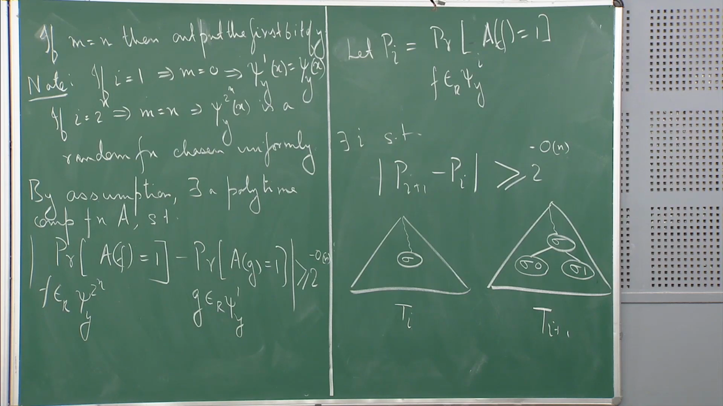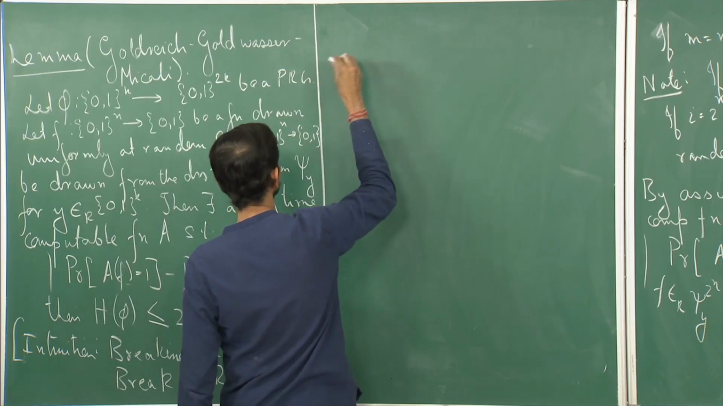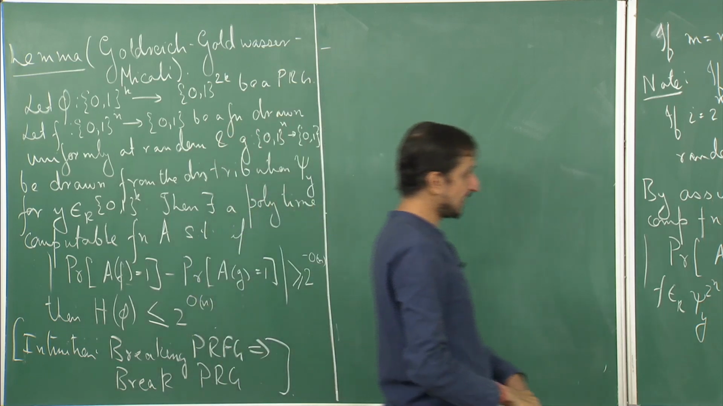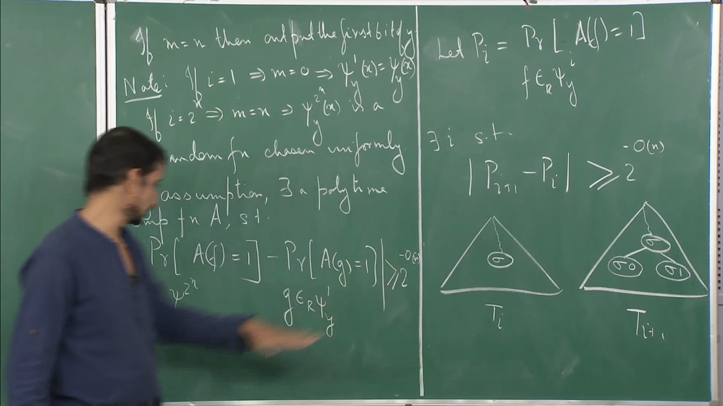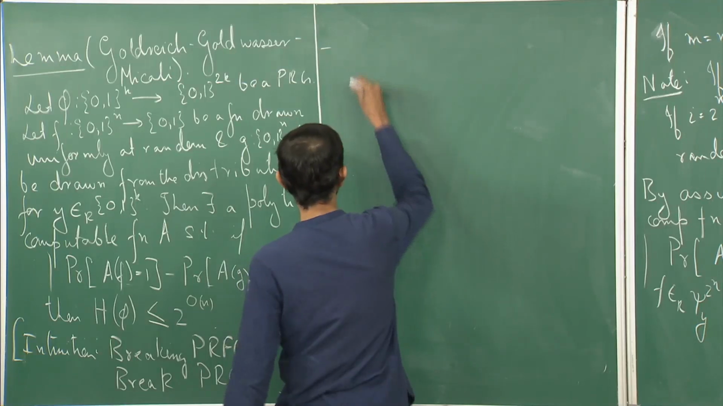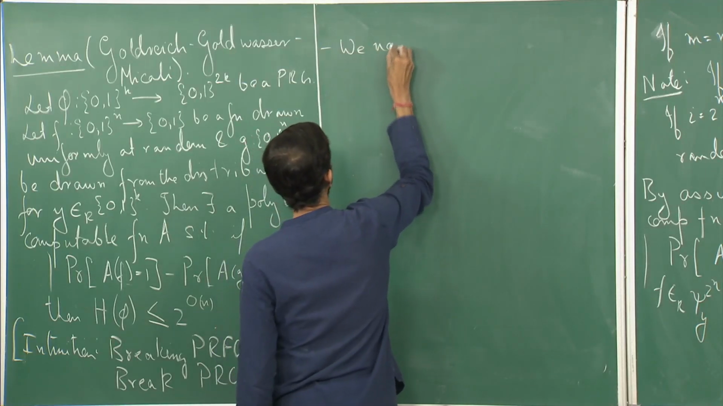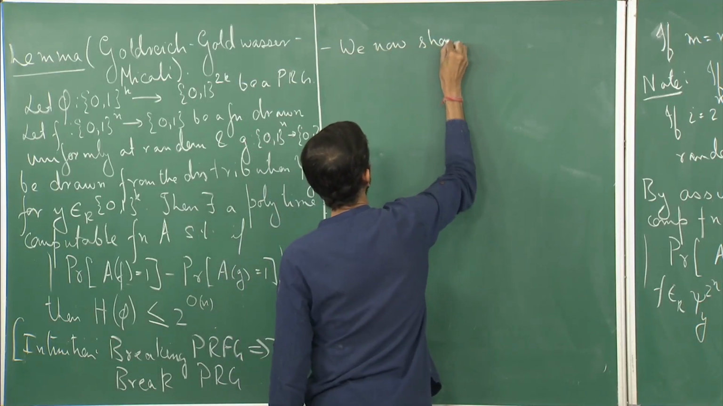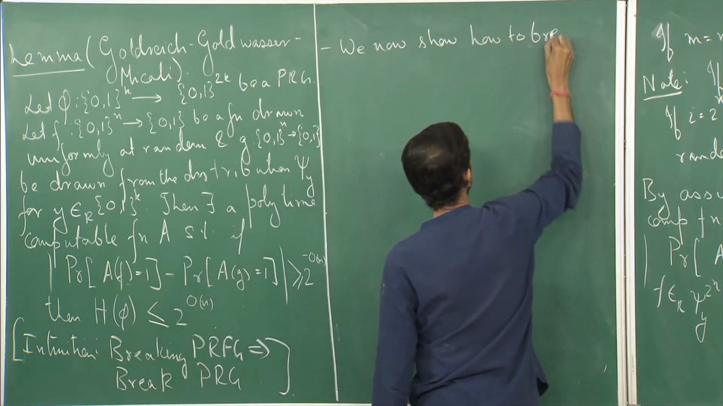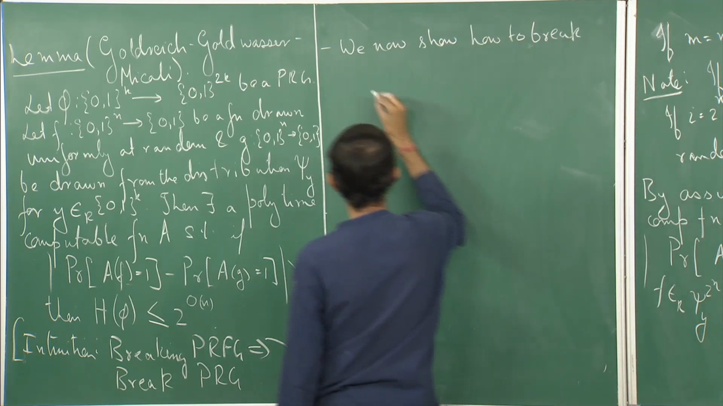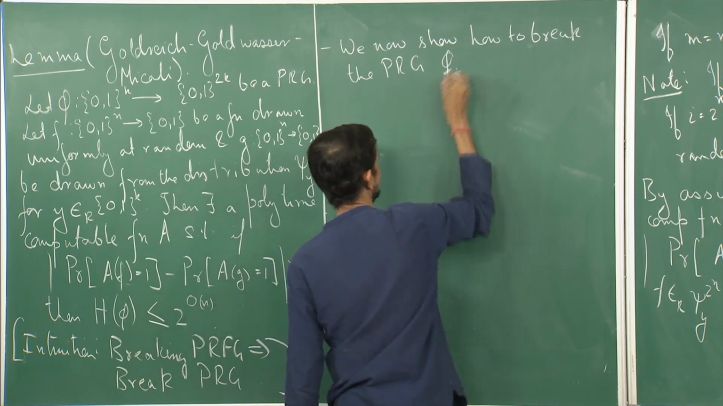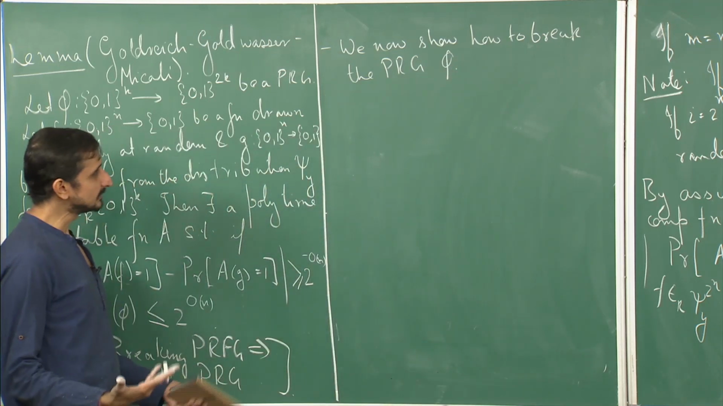Okay. So, we now show, now we have this as our assumption. Okay. So, from this we got this as the assumption. So, under this assumption we now show how to break the PRG phi. What does it mean to say break the PRG?